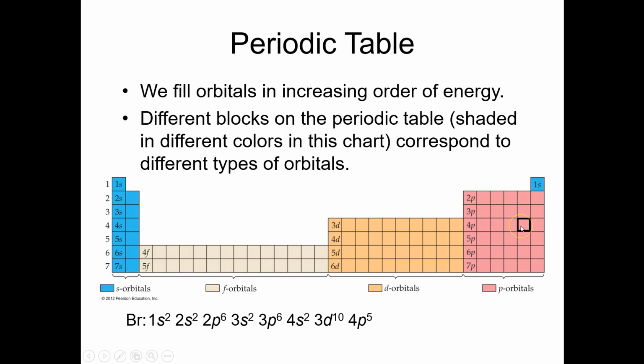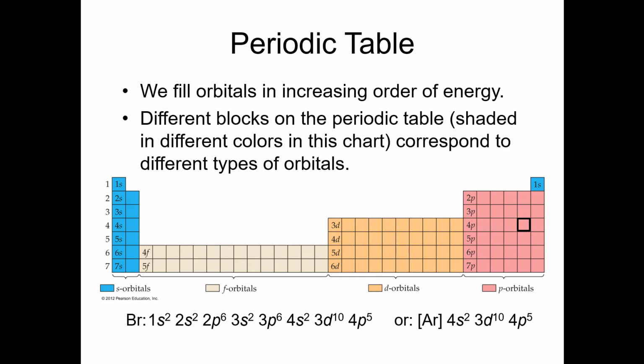There you go. I didn't have to draw out a whole orbital energy diagram and populate it with arrows. I just walked my way through the periodic table with the understanding of this block layout. And if I want to write that with the noble gas configuration, it would simply be argon, which is right here, followed by 4s2, 3d10, 4p5.